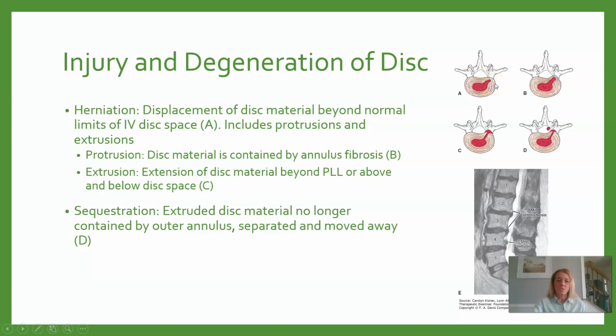Then we have a protrusion where the disc material is still contained by the annulus fibrosis. So again, protrusion, herniation, these terms are pretty much used interchangeably. Then we get into an extrusion where the disc material has moved beyond the posterior longitudinal ligament or above and below the disc space. You can see in this diagram in C here how the disc material, the nucleus, has now extended beyond through the annulus. So with a herniation or protrusion, we're working under the assumption that the nuclear material is still contained.